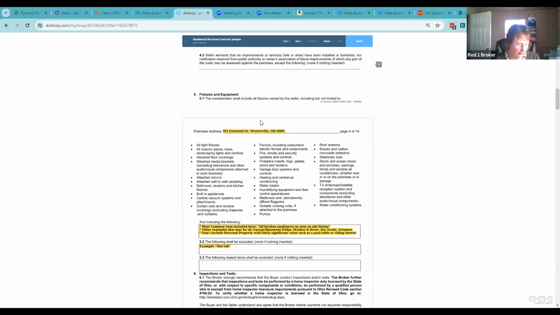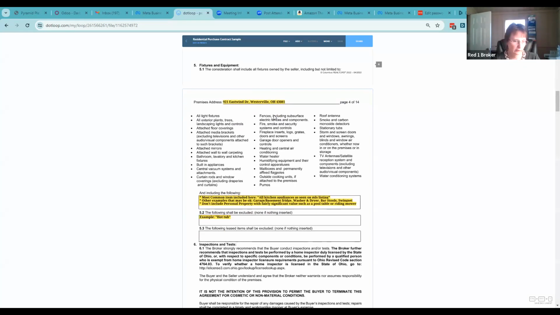Section 5, fixtures and equipment, is probably the biggest thing that people get into issues about on the contract. The reason being, a lot of it has to do with expectations. So this section tries to bring together the expectations of the buyer versus the expectations of the seller. What is the seller expecting to leave? What is the buyer expecting to gain when they walk in the house after closing?